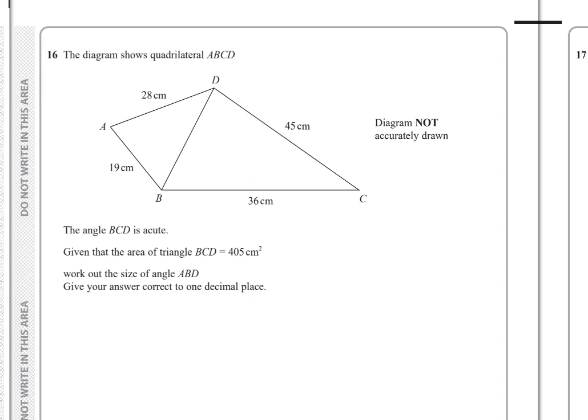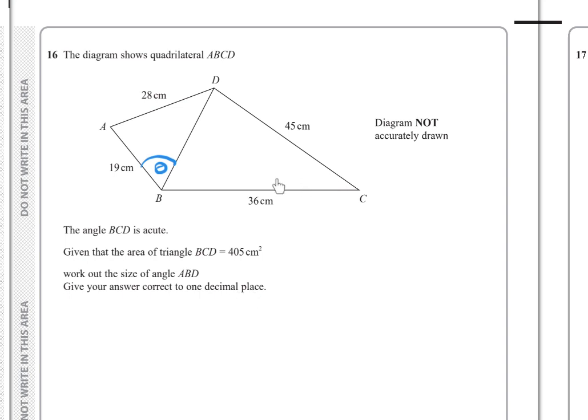Number 16, the diagram shows quadrilateral ABCD. The angle BCD is acute. Given that the area of triangle BCD is 405 centimeters squared, the area for this triangle is 405. Work out the size of the angle ABD. We need to find this angle. Give your answer correct to 1 decimal place.